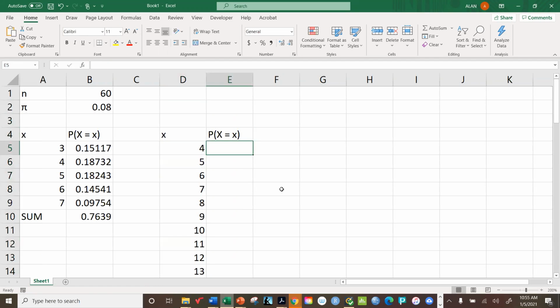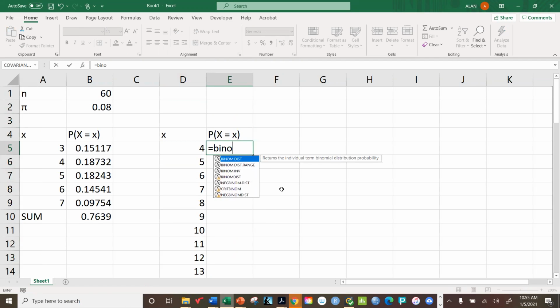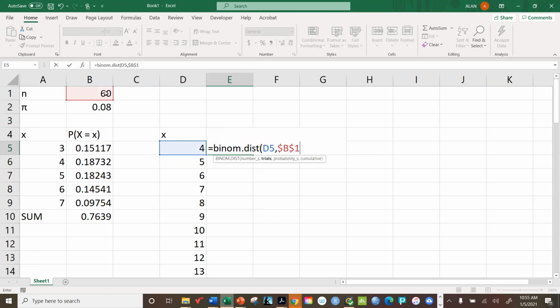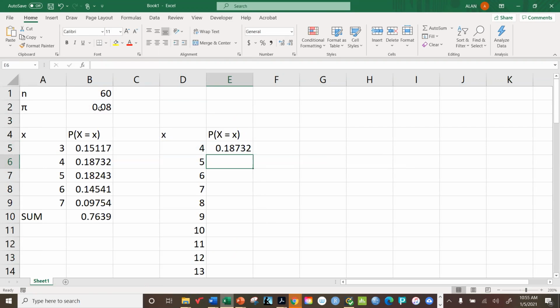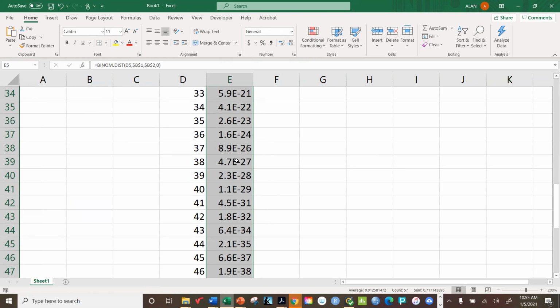And then I'll use the same formula, equals BINOM.DIST. The number of successes is here. Number of trials is B1. The $ means I'm linking or locking that reference to that cell so it doesn't change. The probability of success is in B2, which I'll also use $ for, and then cumulative is no, or 0 in Excel. So watch how quick I can fill these in. Watch, I just double click, it fills them in.